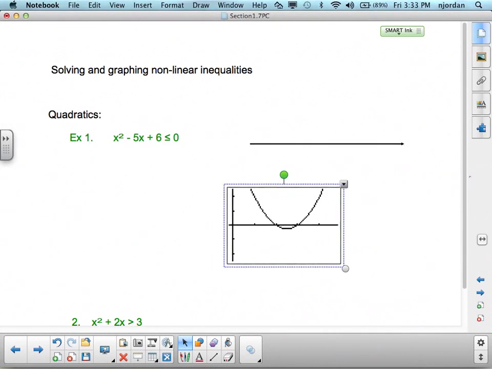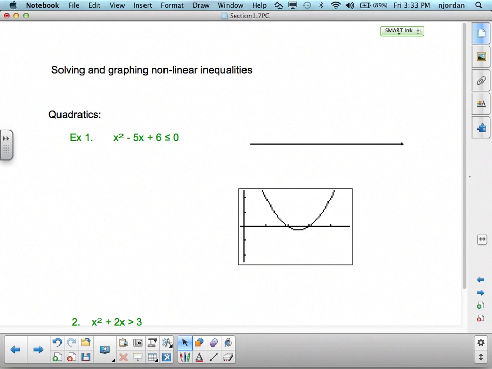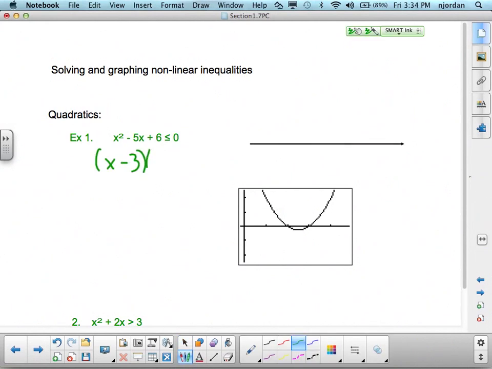To verify what my answers are, what my x-intercepts are, how do we get x-intercepts for quadratics? We would set it equal to 0 and solve for x. So let's factor this. This will factor to x minus 3 times x minus 2. Okay? Now we can't just say, this is still less than or equal to 0. We can't say our answers are 3 and 2 and maybe shading in between or shading on the outside. How do we know? The algebraic way is to set up what I call boundary points.